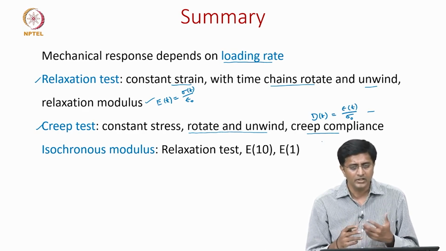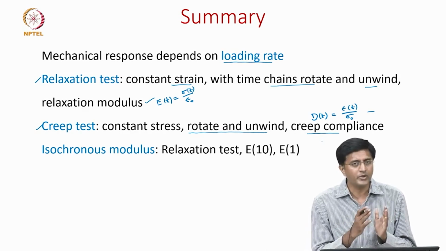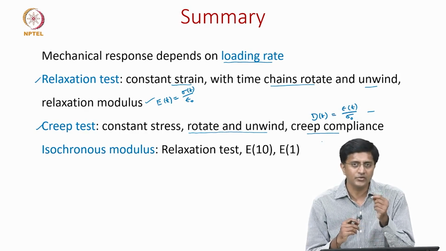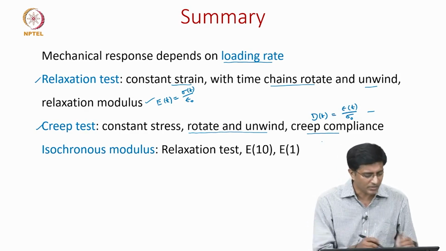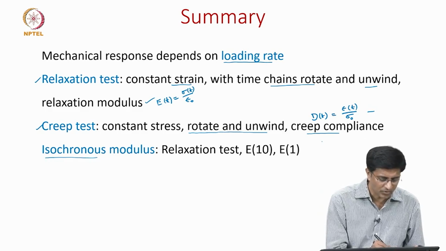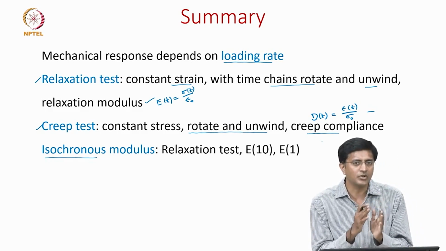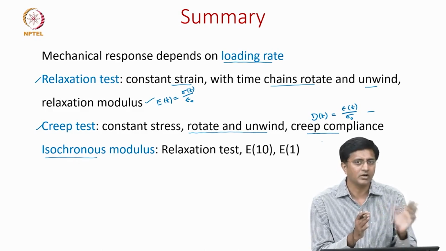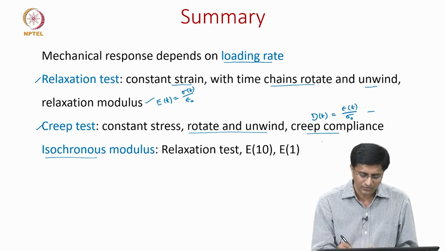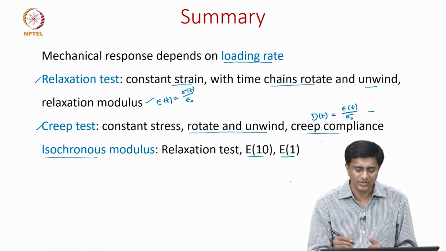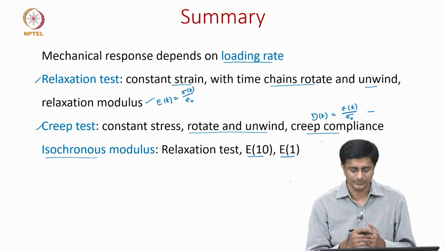Finally, we said that usually when we want to compare modulus with any other parameter, we need a modulus value which is constant. We get that using the isochronous modulus, meaning that we fix the time and look at the modulus at a specific time after loading. For that we define E10 and E1, where E10 is the modulus after 10 seconds and E1 is the modulus after 1 minute.